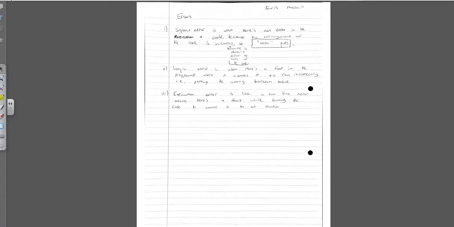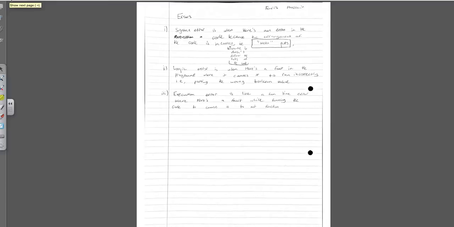And 2 more to go. Faris: syntax error is when there is an error in the code. It's an error in the code again, is it? Right, this is a recurrent theme, isn't it? Maybe errors are errors in the code. Because of the arrangement of the code is incorrect, i.e. hello puts, because it doesn't follow the rules of the code. So that saves your bacon there, 2 out of 3.